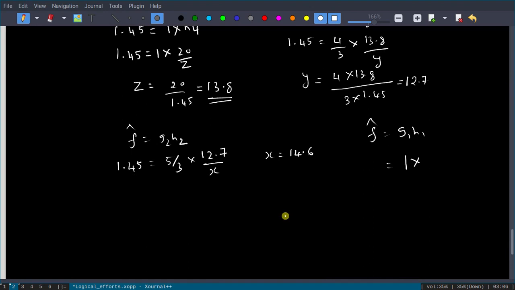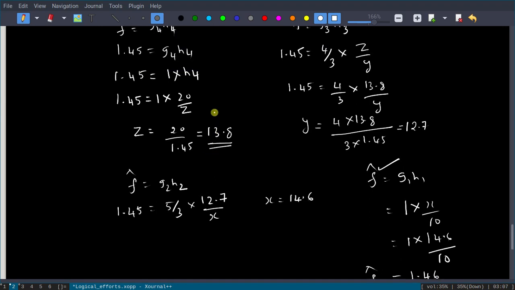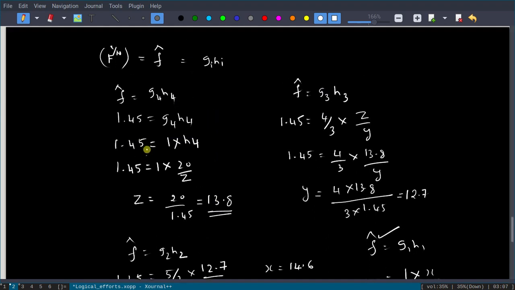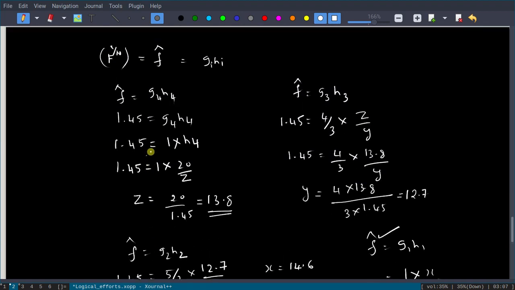X by 10. H1 is X by 10. So that means 1 into the X value we just calculated, 14.6 divided by 10. So this comes to be 1.46. That is correct. F cap is nearly, we have 1.45, we have rounded it off. So it is nearly coming. F cap is 1.46, that is what we got here also, but 1.45 we got, it is nearby. So now we know all the gate values.